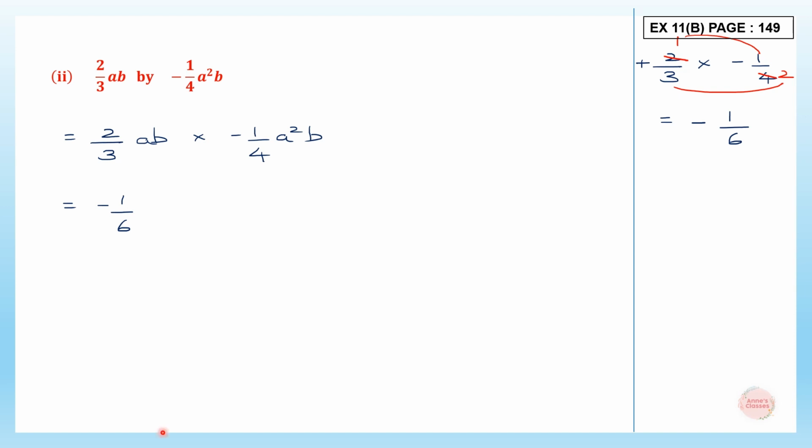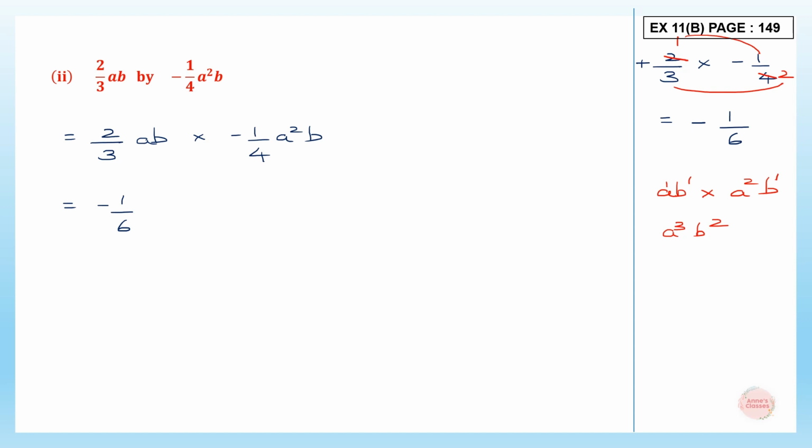Now I have to look at the literals, that is ab into a square b. So let's take that down here. ab into a square b. Now take only a here. I have 1 and 2 there. 1 plus 2 is 3. Then when I take b, I have 1 plus 1, it is 2. So what do I have? a to the power of 3 and b to the power of 2.